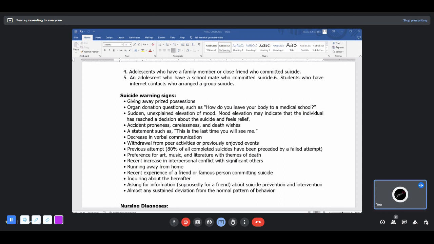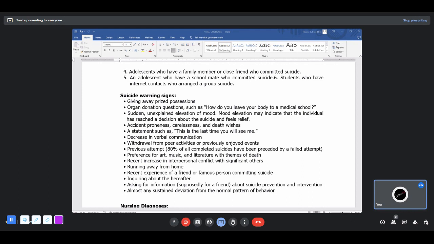Okay? Next one, we have the suicide warning signs. Ano yung mga warning signs natin? Giving away prized possession. Yung sabi nga kanina, napaka-importante sa'yo, bakit ibibigay mo? Okay? Organ donation. Questions such as, how do you leave your body to a medical school? Okay, pansinin natin itong mga warning signs na to. Baka ito na yung mga pinapakita nilang signs na magpapakamatay sila. Another one is sudden, unexplained elevation of mood. Mood elevation may indicate that the individual has reached a decision about a suicide and feels relief. Baka nakapag-isip na siya ng final decision niya na itutuloy niya na.